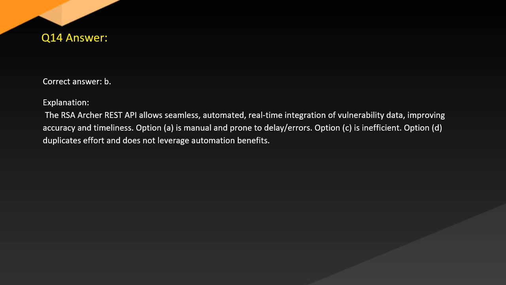Answer. Correct answer: B. Explanation. The RSA Archer REST API allows seamless automated real-time integration of vulnerability data, improving accuracy and timeliness. Option A is manual and prone to delays and errors. Option C is inefficient. Option D duplicates effort and does not leverage automation benefits.